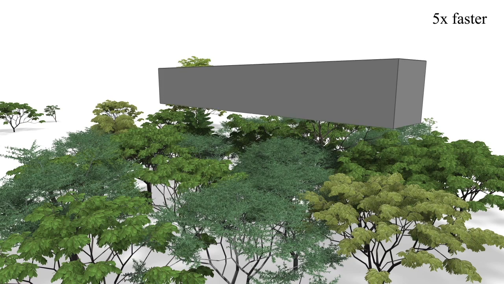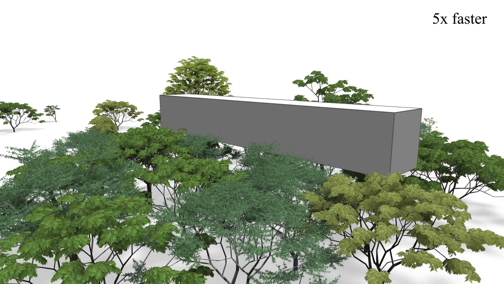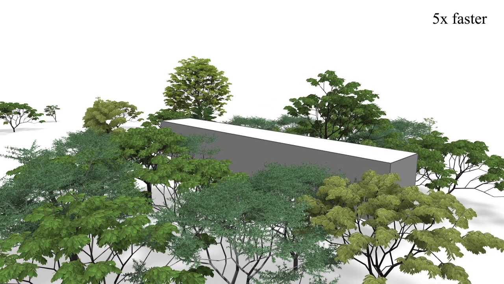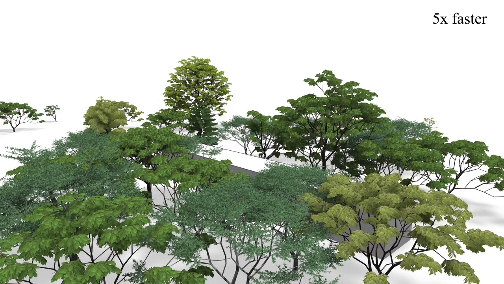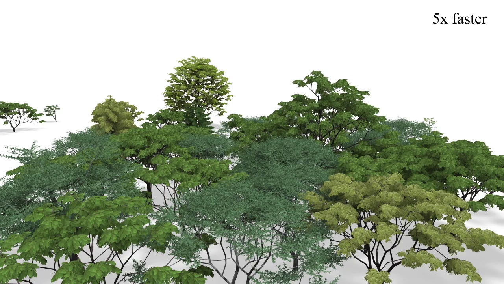Here a box is moved into a complex ecosystem with 40 million triangles at about 5 frames per second. Plastic trees allow static tree models to interact with their environment efficiently.